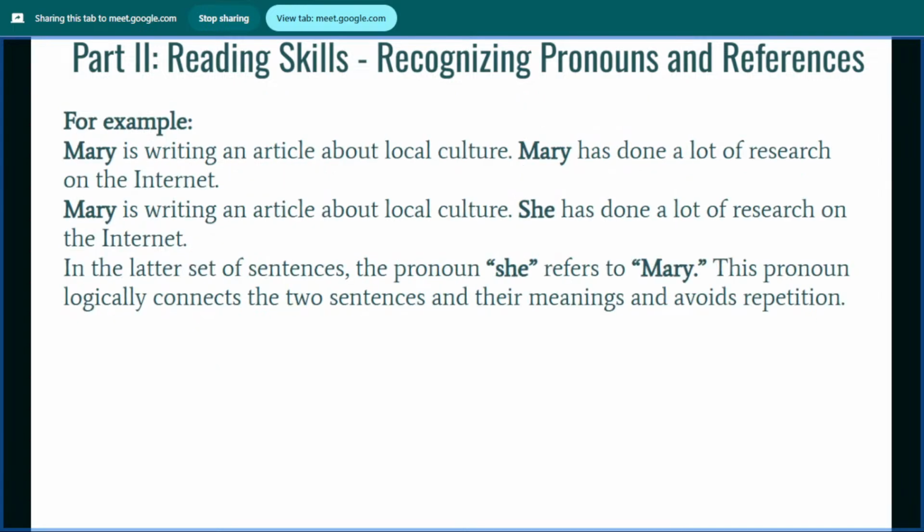Now over here are the examples which are given. Mary is writing an article about local culture. Mary has done a lot of research on the internet. Here we are just referring to Mary again and again. Instead we can say, Mary is writing an article about local culture. She has done a lot of research on the internet. Correct? So basically the pronoun helps us connect the sentences in a better way by avoiding the repetition of words. Very good.